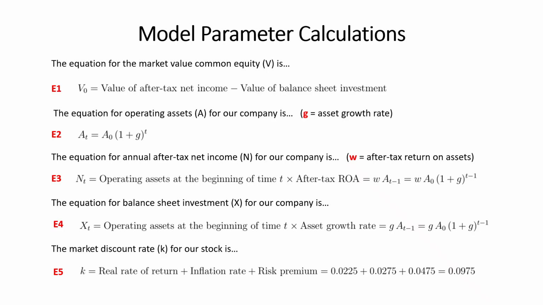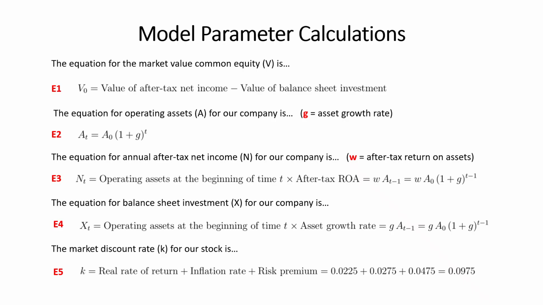So we're going to say that the balance sheet investment is X, and that's going to be time dependent. So I'd have X subscript T. And that's going to be operating assets at the beginning of time T times my asset growth rate, which is G. And that's going to be the portion of net income that I have to plow back into my business. So the difference between net income, which is N subscript T, and X subscript T is going to be the amount that I can actually pay as dividends to my stockholders. And that is the cash flow that we're going to value at the end of the day.